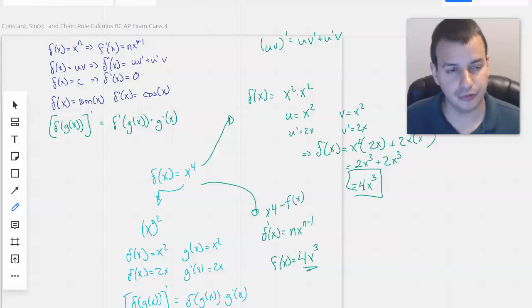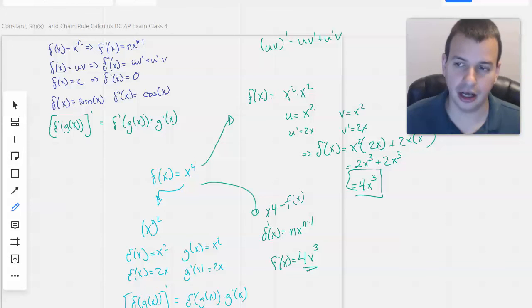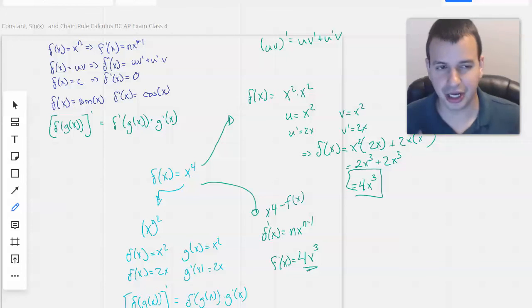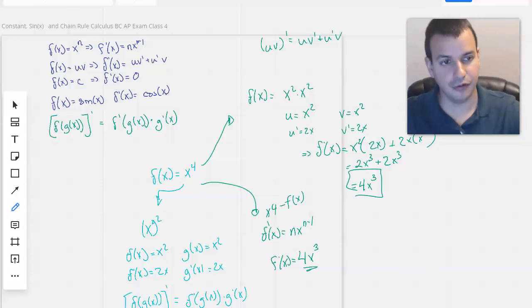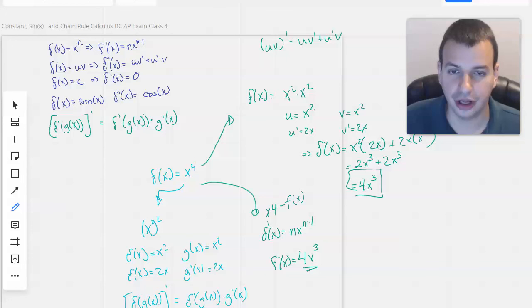Next time we're going to go over tangent of x and the quotient rule, and then we'll probably also talk a little bit about implicit differentiation and give a bigger view of the wider world of calculus.